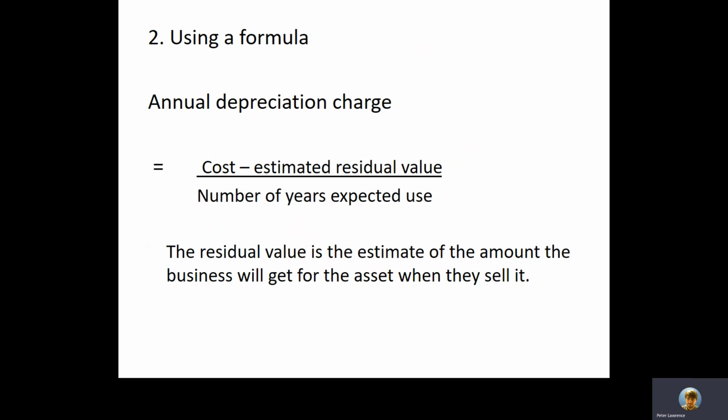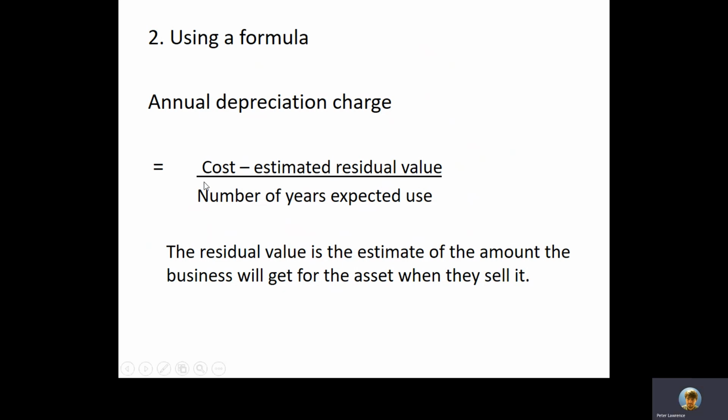The next way to calculate it is using a formula, which is cost minus estimated residual value divided by number of years of expected use. So cost minus residual value gives us what we call the depreciable amount, the amount that the asset can be depreciated by. Residual value is also known as scrap value or trade-in value.